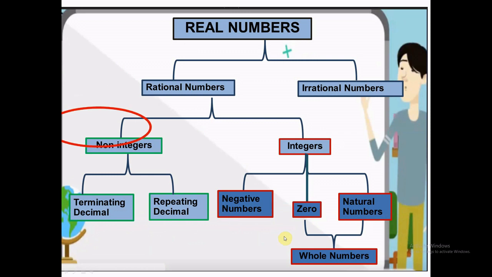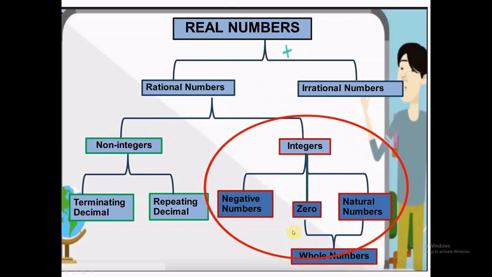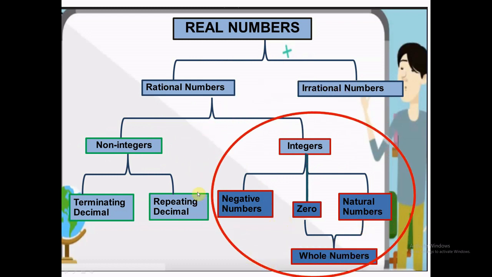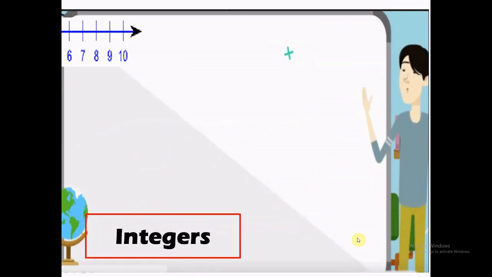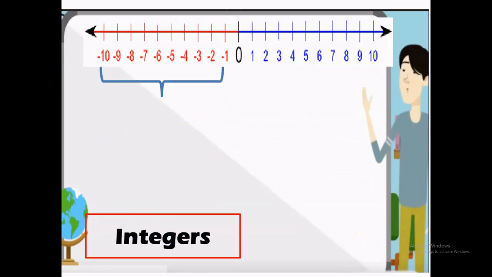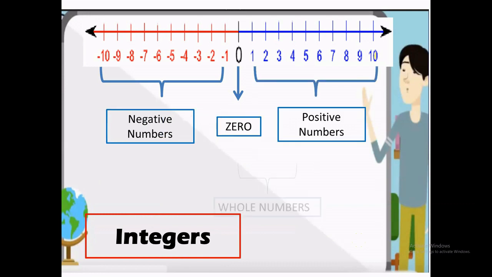Again, rational numbers are composed of integers and non-integers. Okay, so let's first talk about integers. So you have learned this, I think, for the past maybe how many years now? So integers are made up of negative numbers, 0, and natural numbers. So I've always told you that an integer is composed of negative numbers, 0, and also positive numbers.